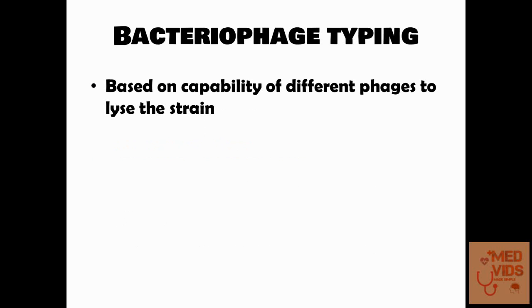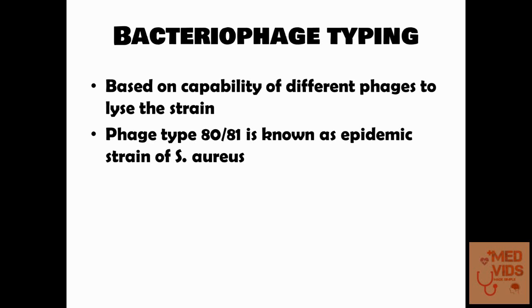Bacteriophage typing. This test is based on capability of different phages to lyse the strains of Staphylococcus aureus. Now, how is the naming of these strains done? Now, let's see this example. Phage type 80/81 is known as epidemic strain of Staphylococcus aureus. This is not just an example; this is actually a fact. Phage type 80/81 is known as epidemic strain of Staphylococcus aureus because they are responsible for many outbreaks of Staphylococcus aureus in hospitals. How are they actually named?